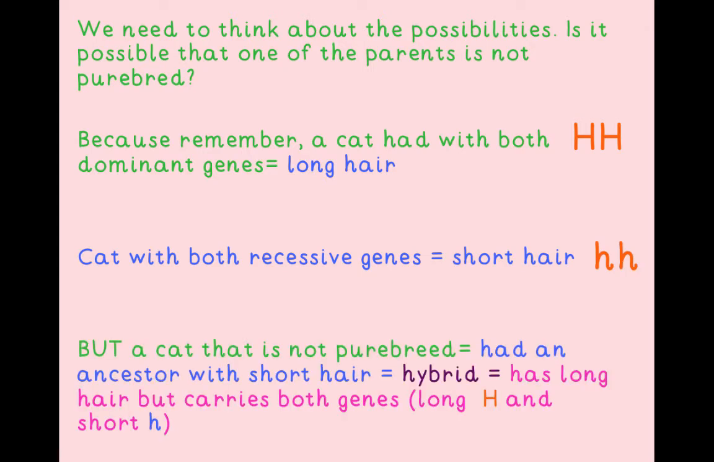But a cat that is not purebred, that has an ancestor with short hair, we know as a hybrid, because he has long hair, but he carries both long and short genes, and we represent it with an uppercase H and a lowercase h.